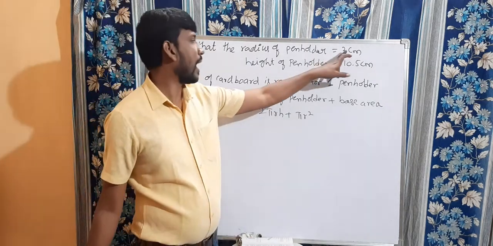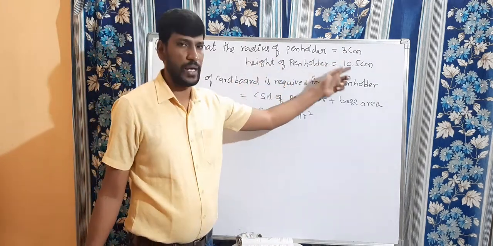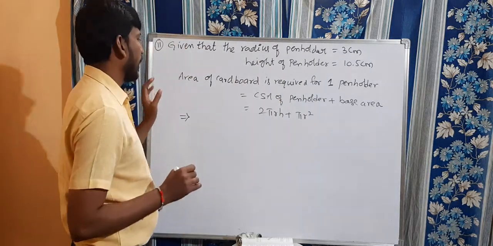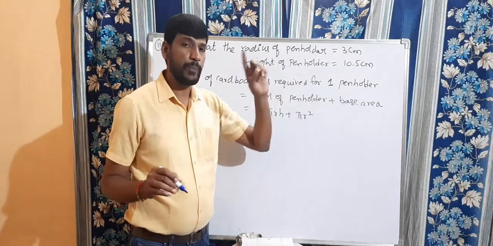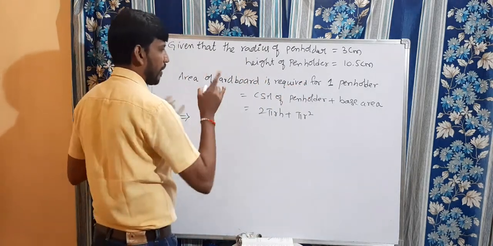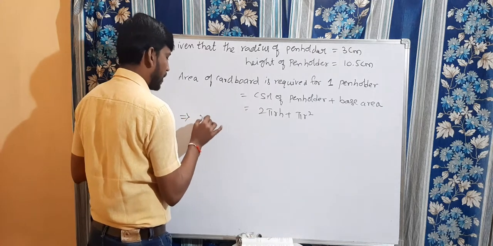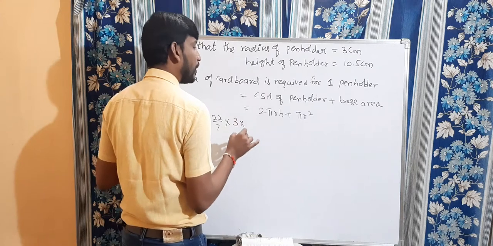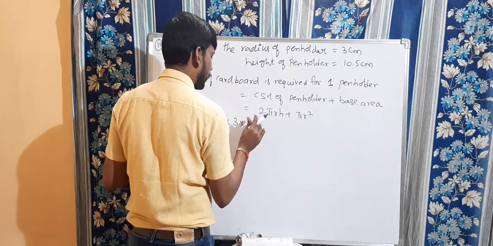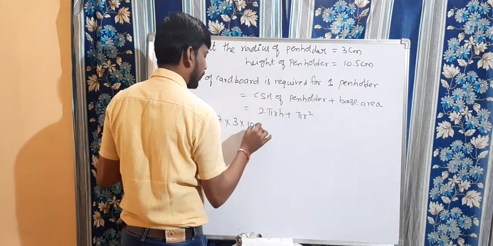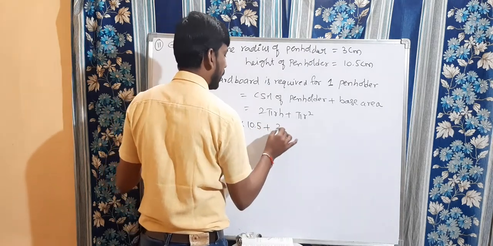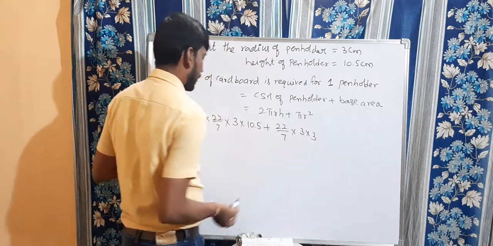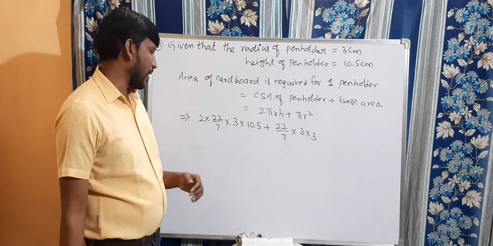We know the values of r and h, the radius and height are given. Substitute those two values in this formula. You will get the area of cardboard required for one pen holder, that is, for one person. Okay. Now 2 into 22 by 7 into r, which is 3 cm, into h, which is 10.5, plus πr², that is 22 by 7 into r², which is 3 into 3. So now, in between these, which are the common values?